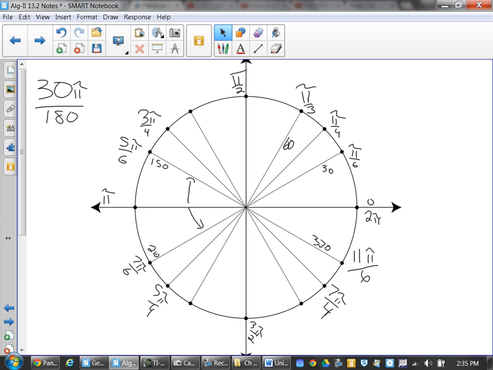I get pi over 3 there. If I come back up here into this quadrant, coming up 60 degrees, so I'm at 120, which means that instead of being in terms of a whole here at 1, I'll be at 3 over 3. If I come up a third, where am I at? 2/3. If I go down a third, I'm at 4/3.